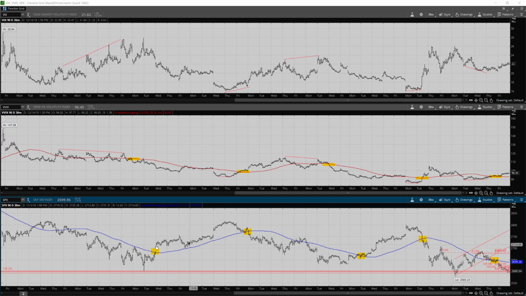It's not an exit tool. This is only for entries. You have to use some sort of other method for exiting, and that's a total discretionary choice on your part.